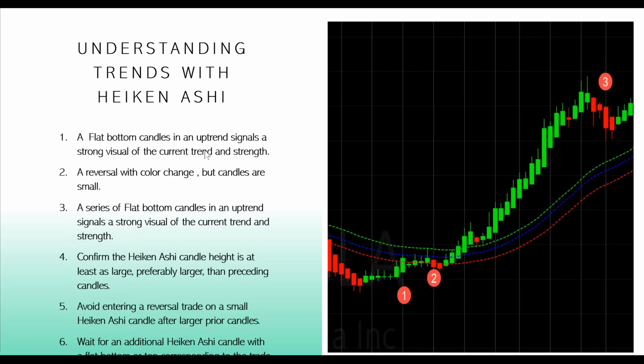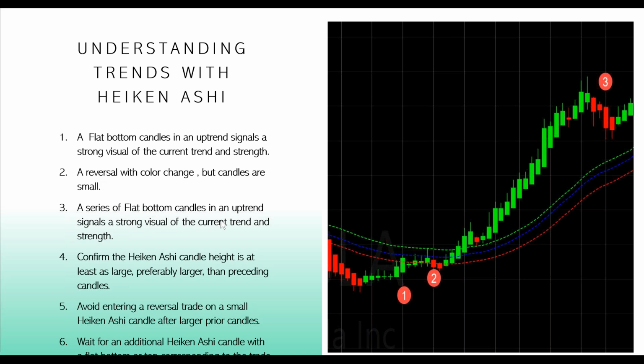Flat bottom candles in an uptrend signal a strong visual of the current trend. You can see the current trend here. This is pretty bullish. Look at all these flat bottoms on these candlesticks coming up here. This is where the reversal occurred. You're typically going to have a color change most of the time. Green is bullish and red is bearish. But there are cases where you'll have a green or red candle with wicks and tails on it that are not going to tell you anything.